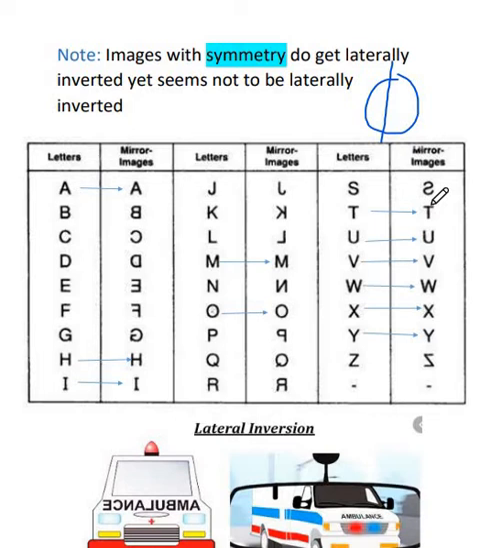Yes, as per the observation it is correct. But what we must understand is that A, H, I, M, O, Y, X, W, V, U, T, they all have symmetry. So, although they are laterally inverted, it doesn't seem as if they are laterally inverted. Okay guys, so now let's see what are the uses of lateral inversion.